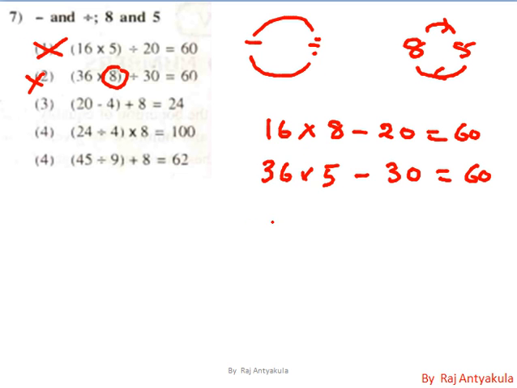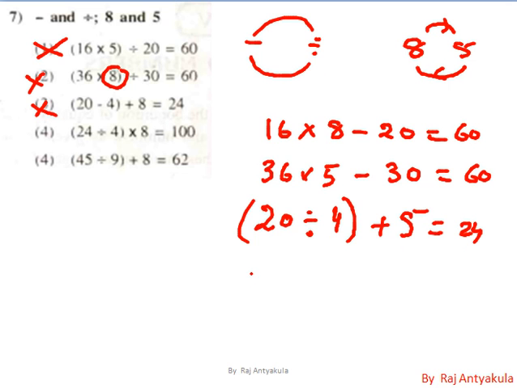Go for option 3. 20. So minus has to be replaced with divided by 4, and this is given in brackets. So plus 8. 8 has to be replaced with 5 is equal to 24. So 20 divided by 4 is 5. 5 plus 5 is not equal to 24. So option 3 is ruled out.